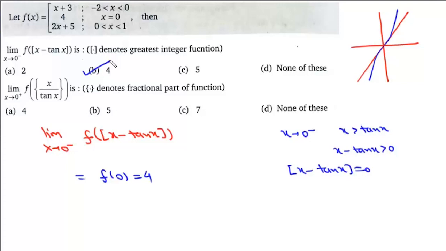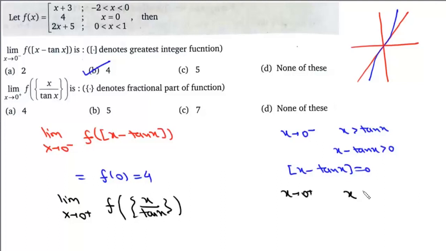Now the next one is limit x tends to 0 positive of the fractional part of x upon 10x. Now we know that when x is positive, then x is less than 10x, or x upon 10x is less than 1. Now when h lies between 0 and 1, then the fractional part of h is the same as h.